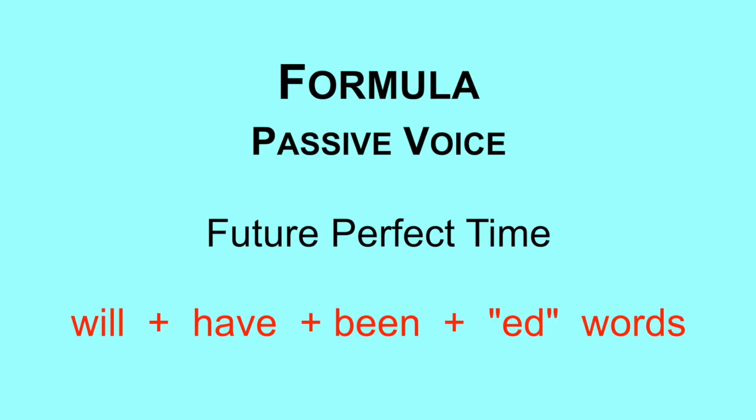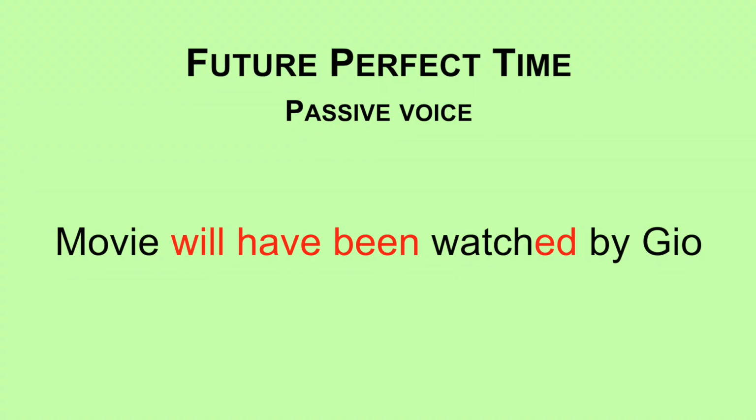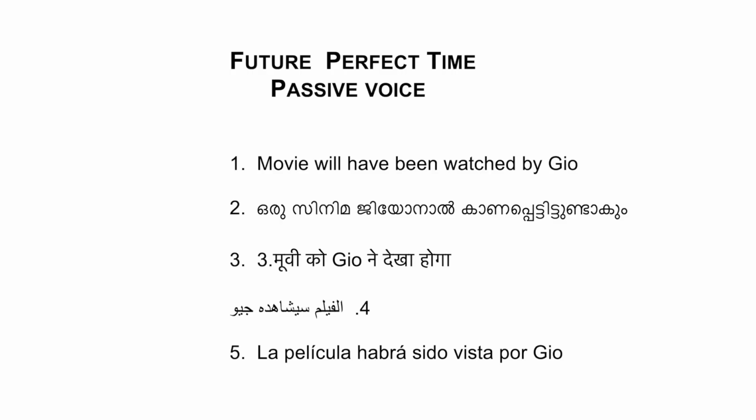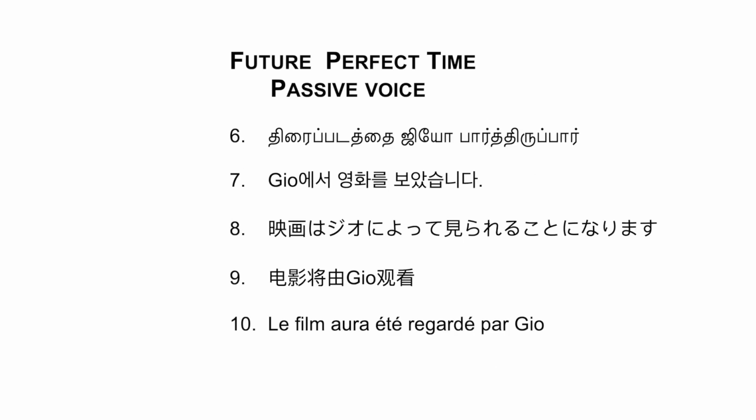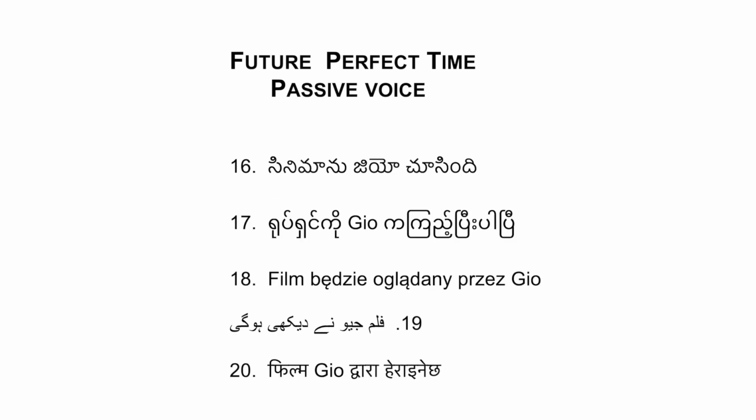What is the formula for future perfect passive voice? Will plus have plus been plus ed words. What is the example for future perfect passive voice? A movie will have been watched by Gio. There is no future perfect continuous passive voice.